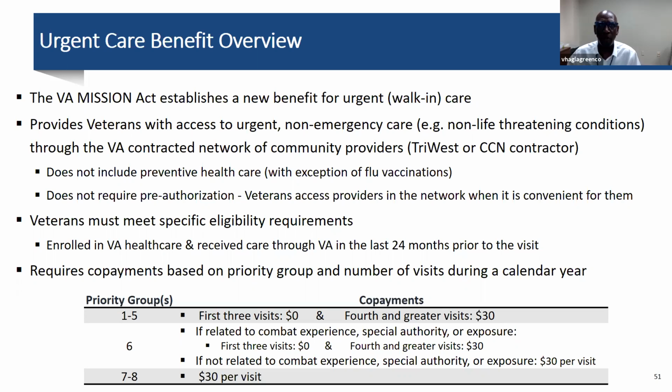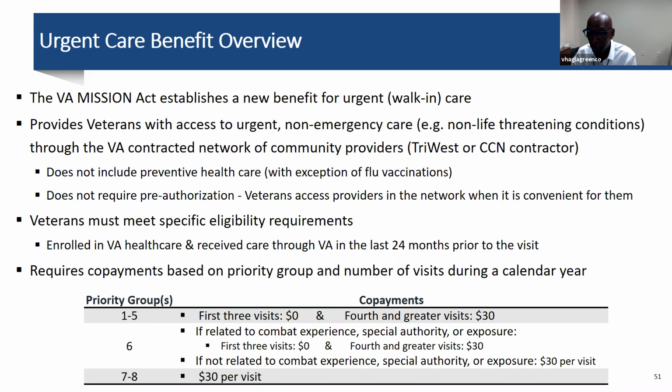But for urgent care, the VA Mission Act established a new benefit for walk-in care. So basically, urgent care, again, is non-emergency care, and it's non-life threatening. So you would have to contact a VA contracted provider in a network through TriWest or the Community Care Network. You can go to www.va.gov and look up urgent care, and you would have to pick a provider in a network. You put your zip code in, and you need to pick that provider or network, and you can go out in the community and get care for the urgent matter.